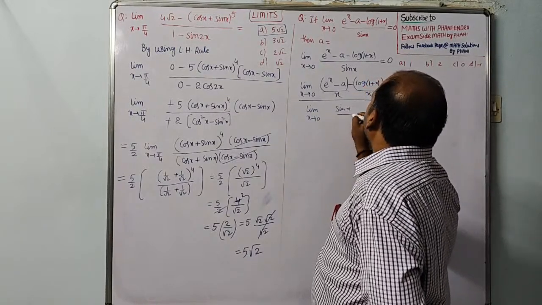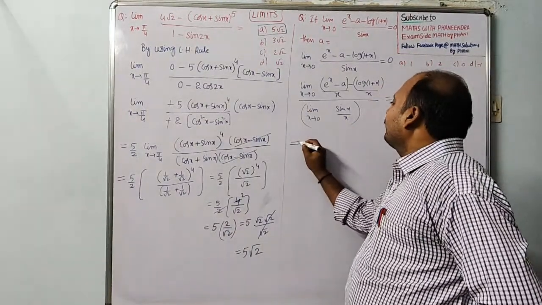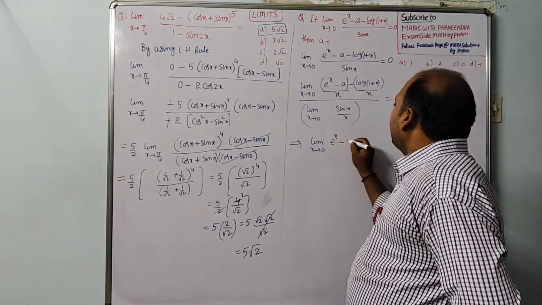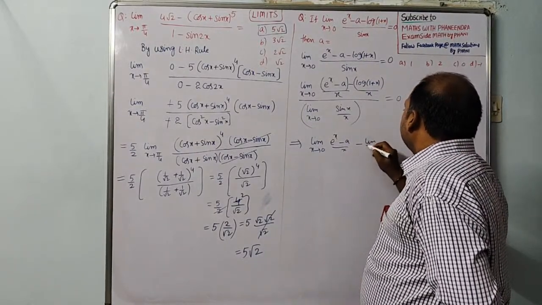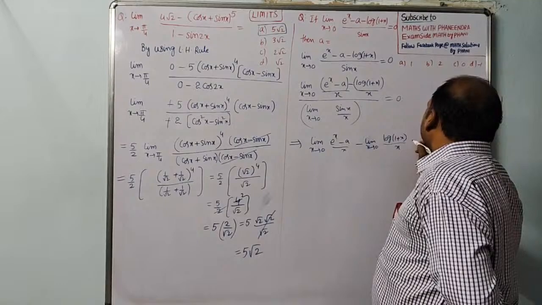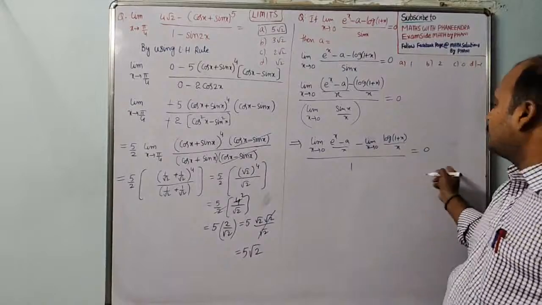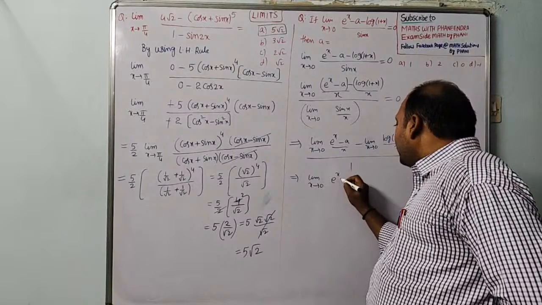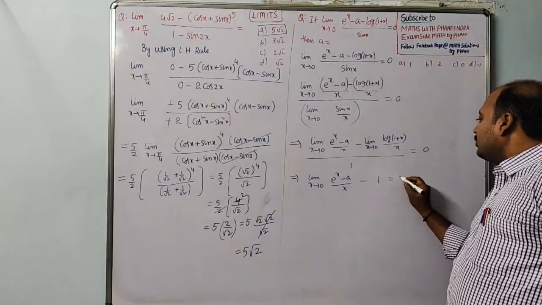Limit x tends to 0, sin x by x. I hope everyone understands, dear students. This value is 1, no? So limit x tends to 0, (e power x minus a) by x minus this value, limit x tends to 0, log of 1 plus x divided by x, whole divided by this value 1, is equal to 0. Cross multiply. So limit x tends to 0, (e power x minus a) by x minus this value, which is also 1, dear students, is equal to 0.